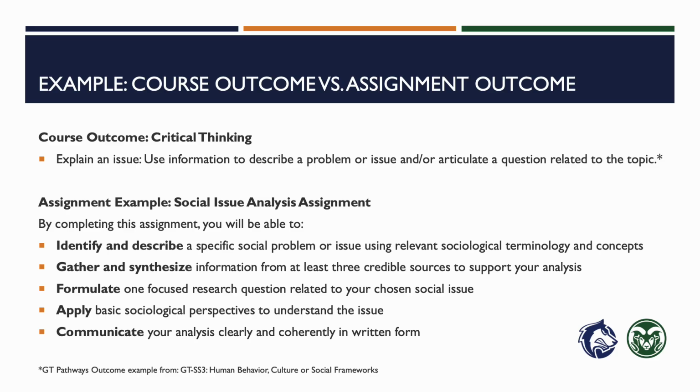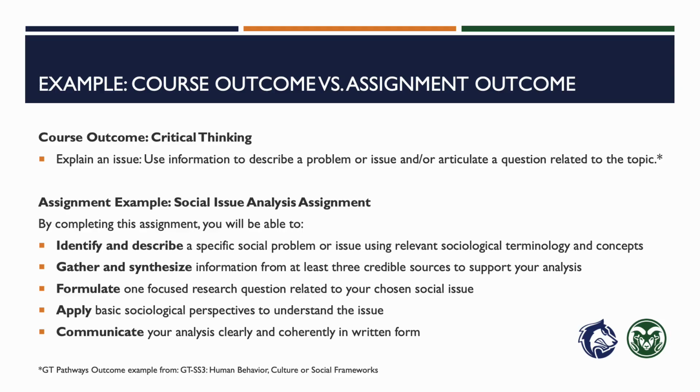What's the difference between a course outcome and an assignment outcome? Course outcomes are like a road trip destination, whereas assignment outcomes are the specific stops along the way. One example here is the GT Pathways critical thinking outcome. Explain an issue. Use information to describe a problem or issue and articulate a question related to the topic. This is a course level outcome.